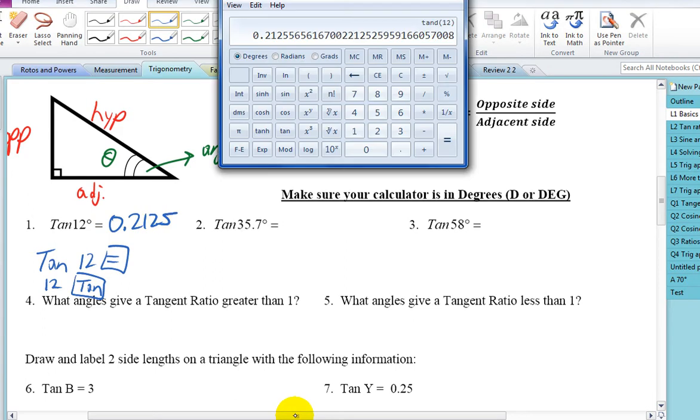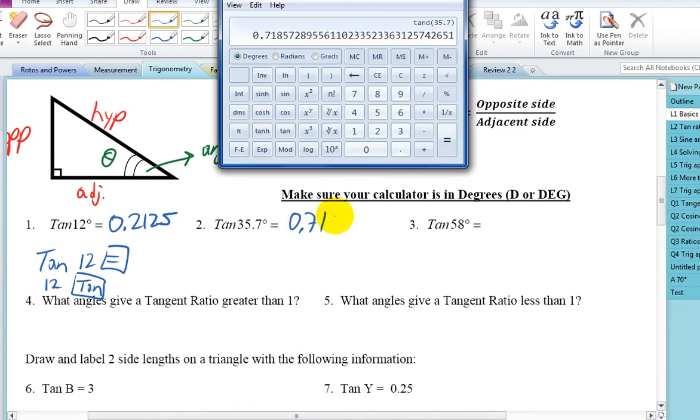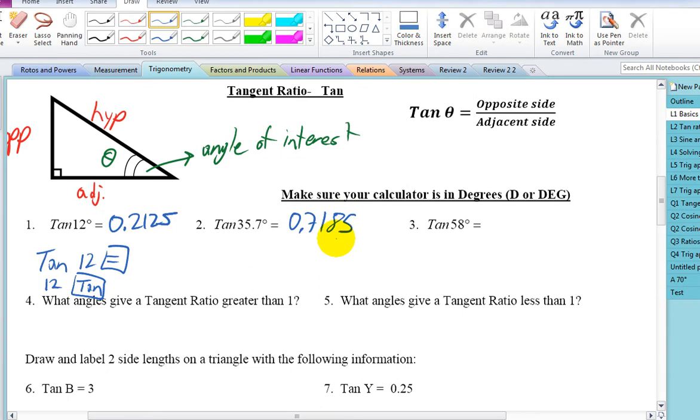0.2125. So we're going to do what we call truncating. Not rounding, but truncating. Truncating means you write down 4 decimals, forget about the rest. It's what you did before you knew how to round. Okay, so we're truncating. Okay, find the other ones. Tan 35.7 degrees. 0.7185. Okay.